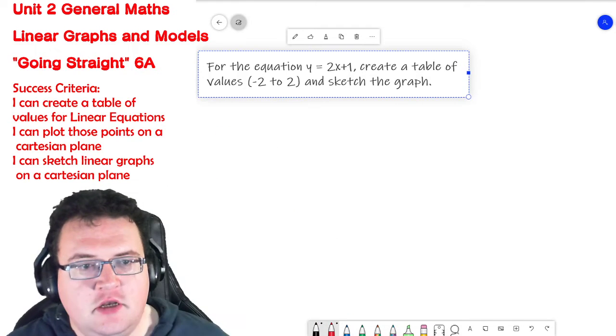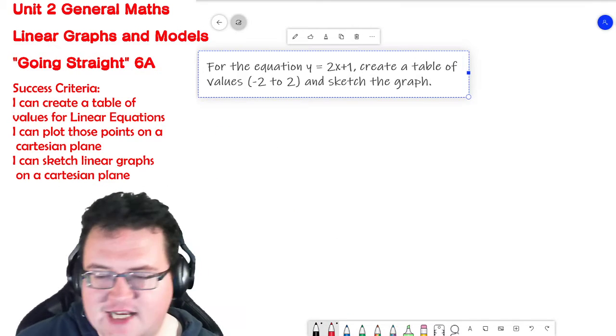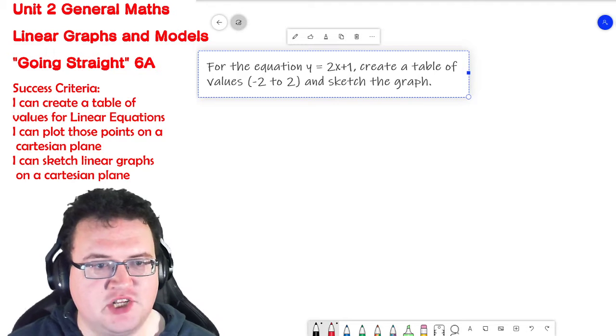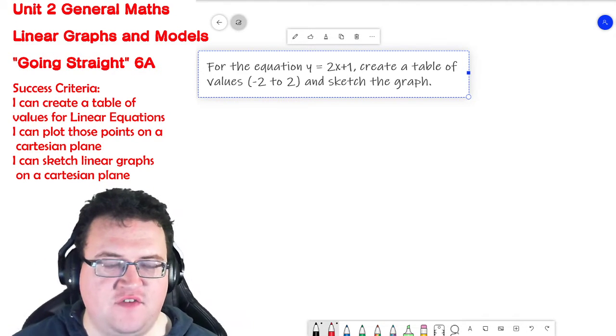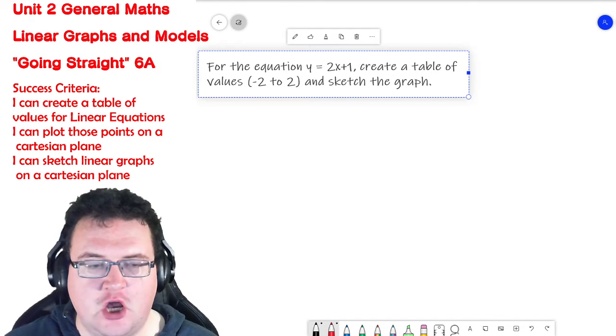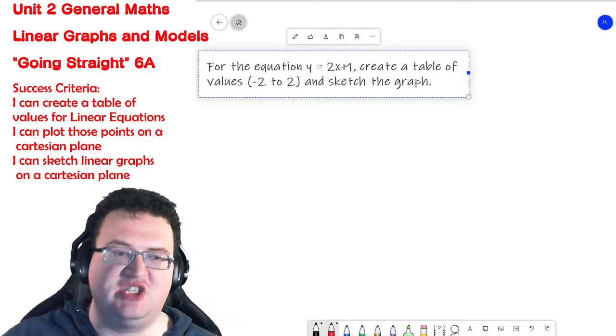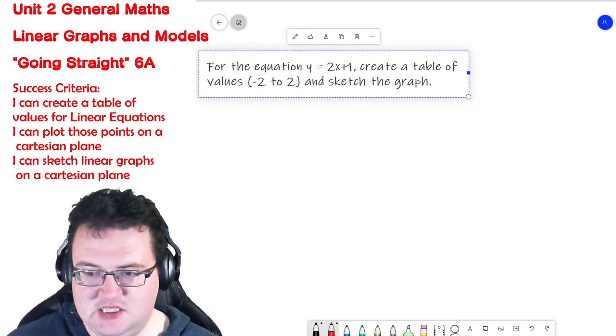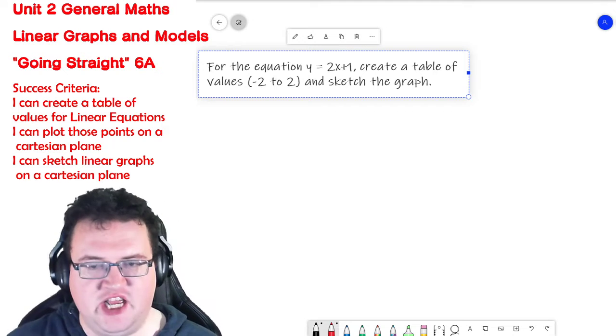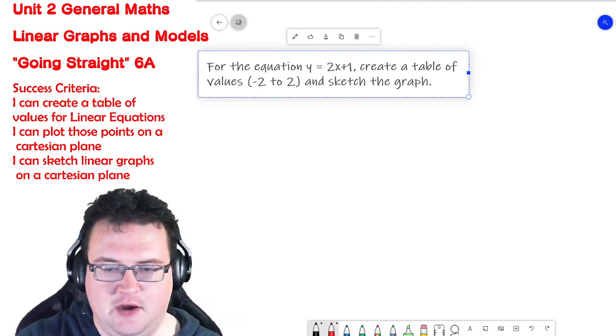For the equation y = 2x + 1, create a table of values from -2 to 2 and sketch the graph. So this is linear graphs and models, which is an extension of chapter 3, which we did at the very start of the year. Before we can do that, we have to quickly do some revision, plus a bit of graph sketching to see how much you remember from last year.